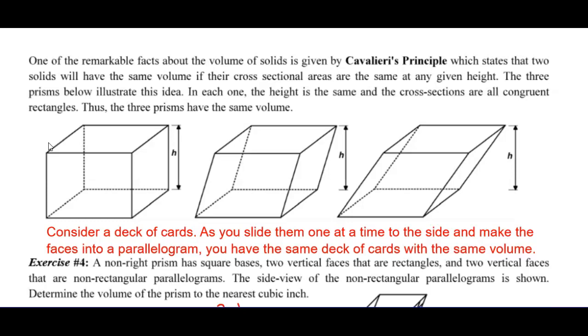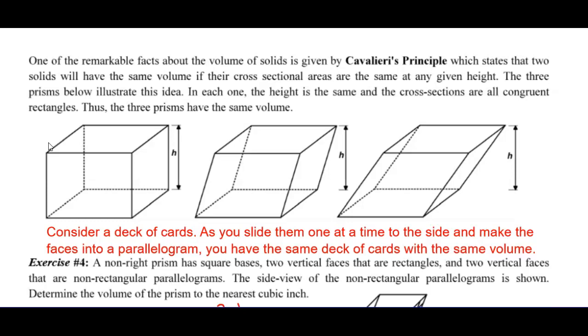If you take a deck of cards out of the box and just lay them on the table, it's a rectangular prism stacked up vertically. So it would have a volume. You could do the area of one card times the layers, or times the height of the deck, and you would get the volume that it takes up.